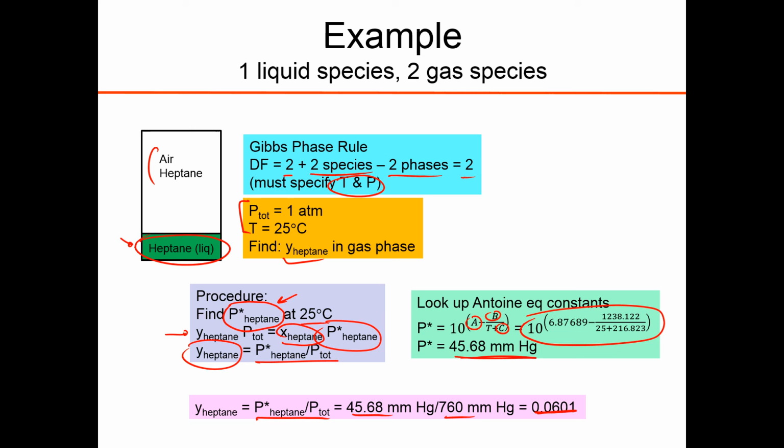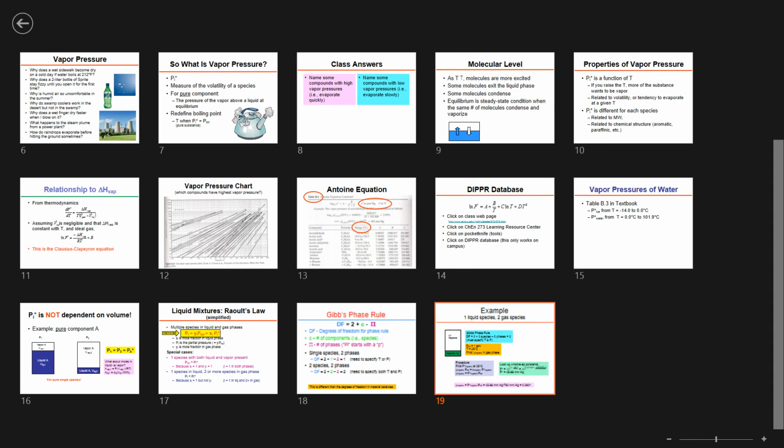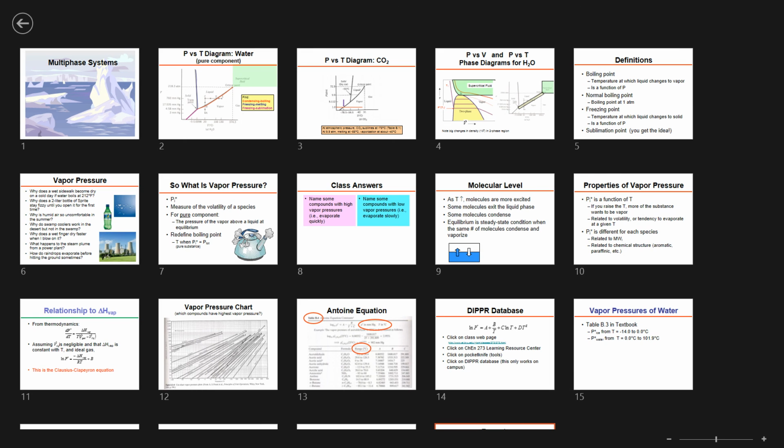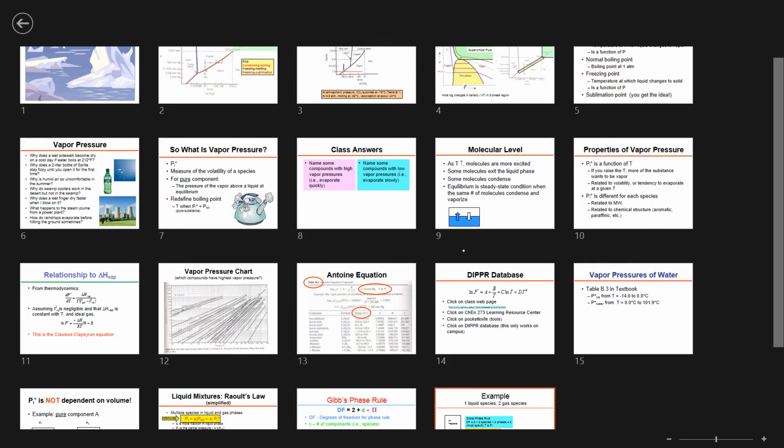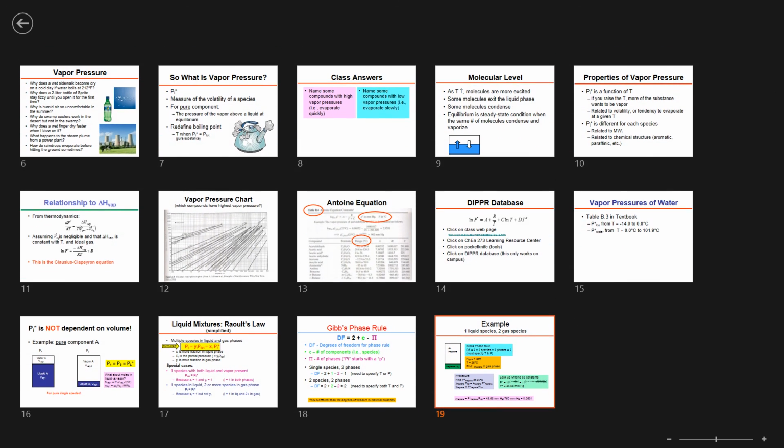Okay, so that is the end of this on multi-phase. We just briefly talked about some PT diagrams, and also some PV diagrams. Then we went over some definitions: what is vapor pressure, what's happening at the molecular level, and some correlations to be able to calculate vapor pressure. We also introduced Raoult's law today. And the other thing we introduced is the Gibbs Phase Rule, and then we went over one example.